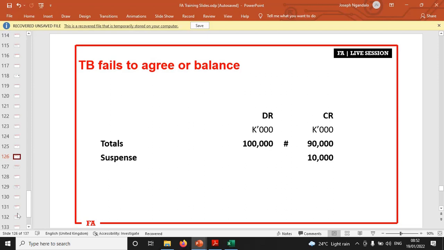People spend sleepless nights at work trying to resolve the suspense. It comes in most cases as a result of what? Negligence and lack of what? Due diligence, failure to update records.